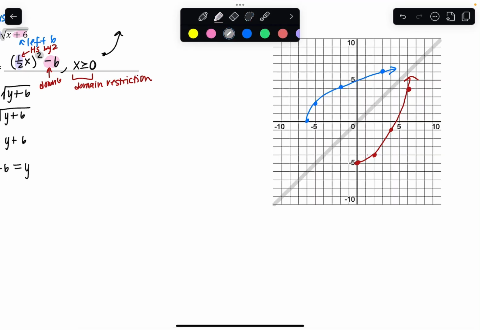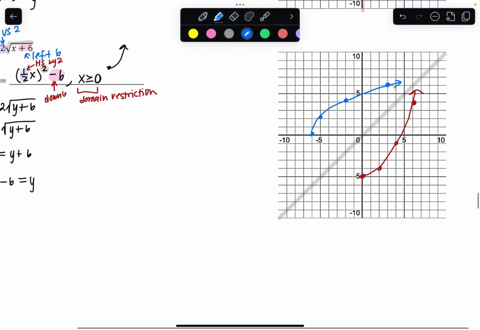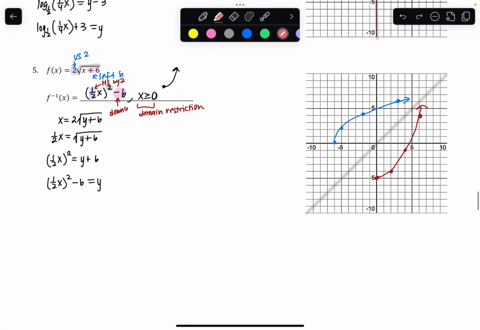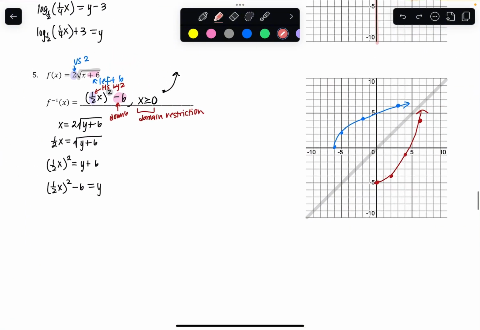And so if you're starting with a negative square root, you would have the part of the square root that's down, and then your inverse function would be the left side, and those would still be reflections. Okay, and so that's very important to remember your domain restriction when you're starting with square root. Starting with a positive square root, you're ending with the right side of a quadratic.